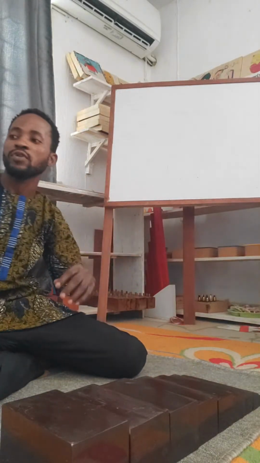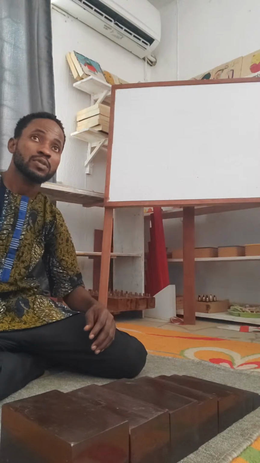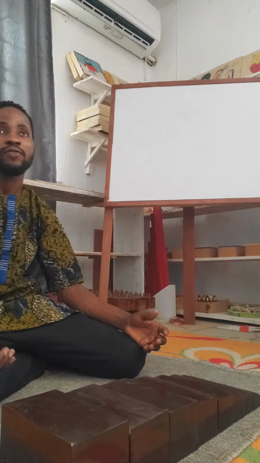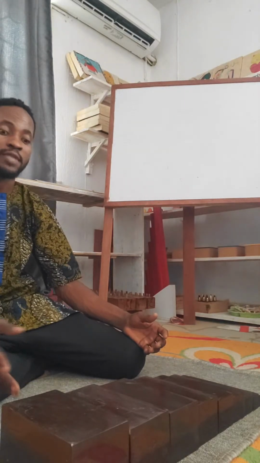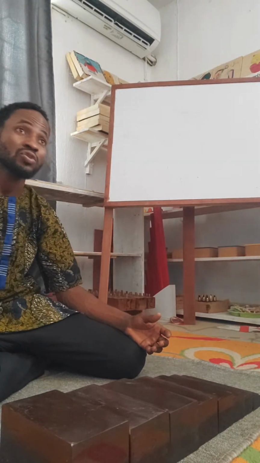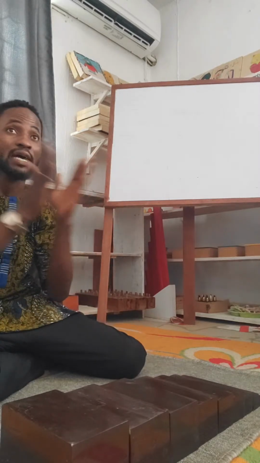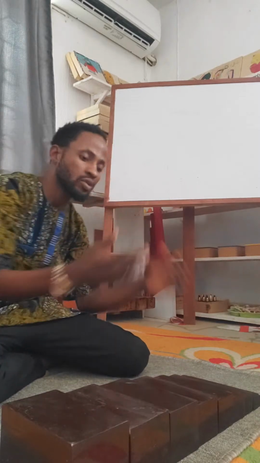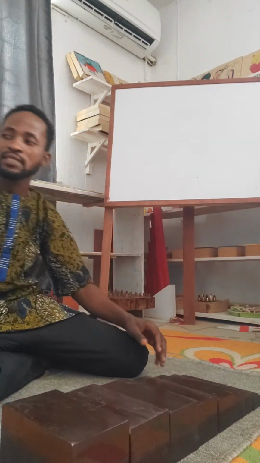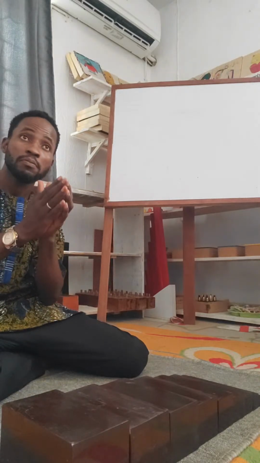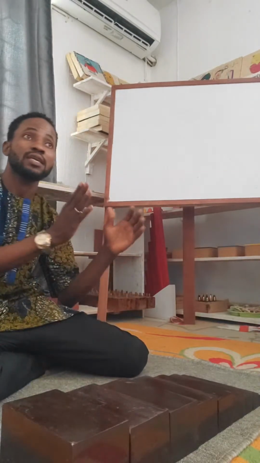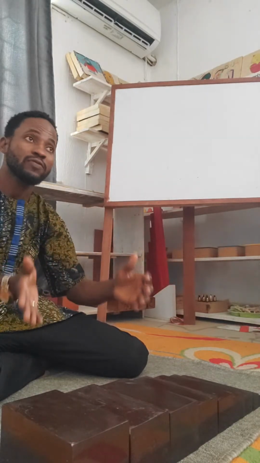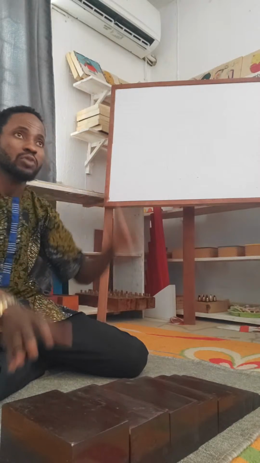This material has a lot of relationships with the pink tower. That is why if you check online for Montessori pink tower extension or brown stairs, you will always see that they are always together. They are like twins. The difference I can mention about them is, first, that this pink tower is in cube form, while this is in what? Cuboid. It's in cuboid form.